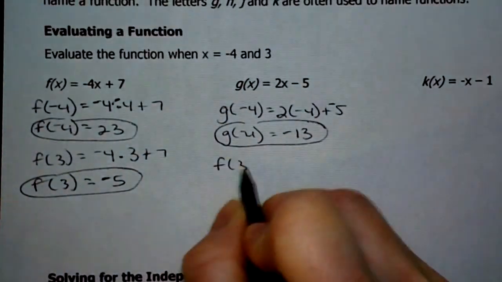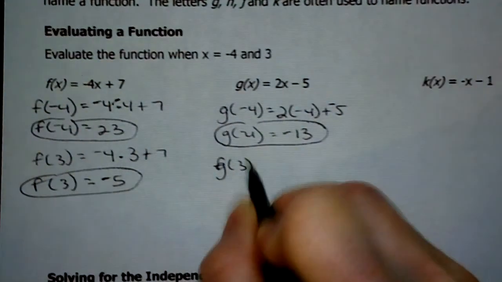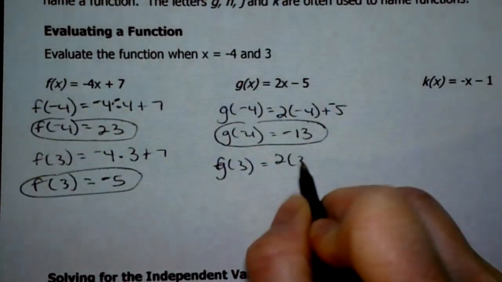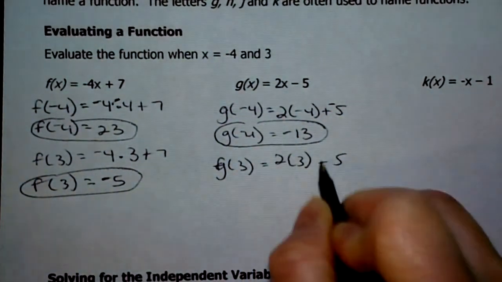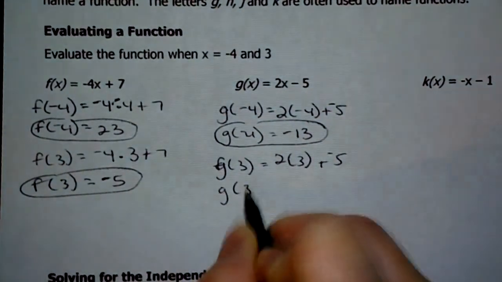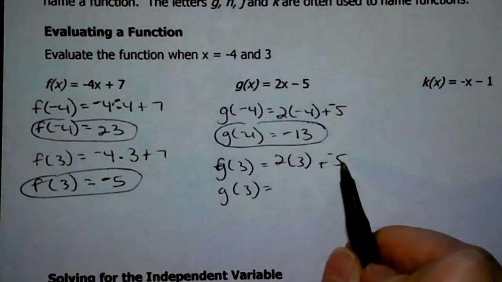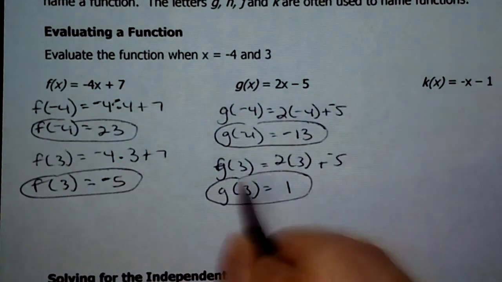And when it's 3, oops, I wrote an f, put a g there, I would take 2 times 3 minus 5, or plus -5, whatever floats your boat. And I have 6 minus 5, which is 1.